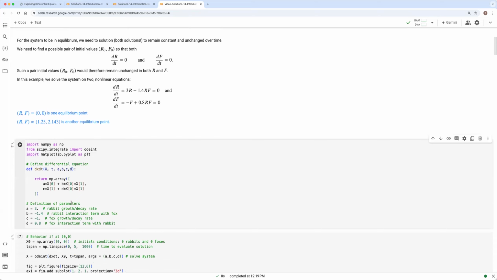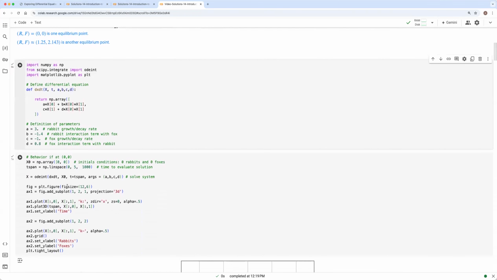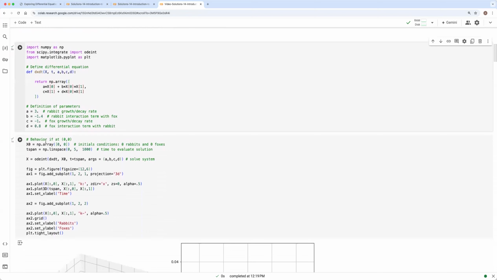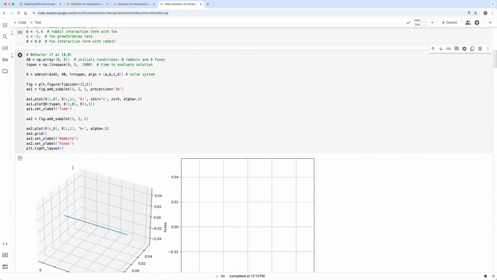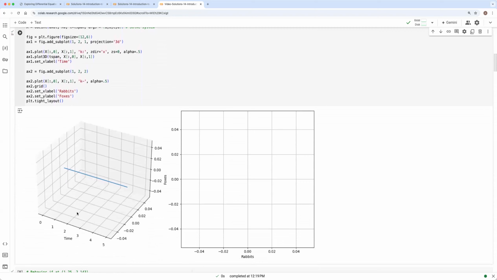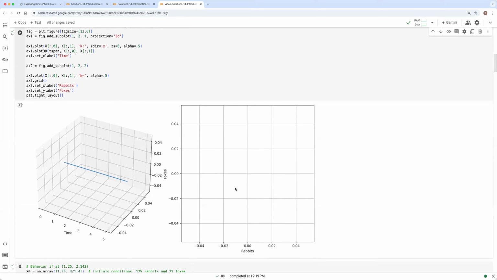So the first thing I want to do is just import these packages. And this is going to create a plot that looks at what happens if we initially start at the equilibrium 0, 0, no rabbits, no foxes. Here, we're looking at this plot in three-dimensional space with time on one axis, rabbits on this axis, and foxes on this axis. And over here, it might seem like there is some change, but what's changing here is just time. The rabbit population is fixed at 0, the fox population is fixed at 0.